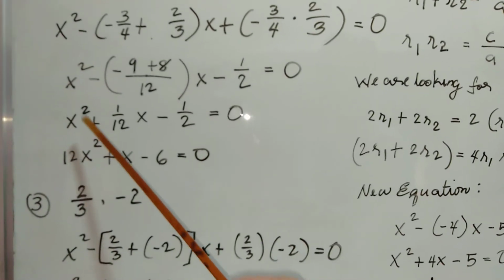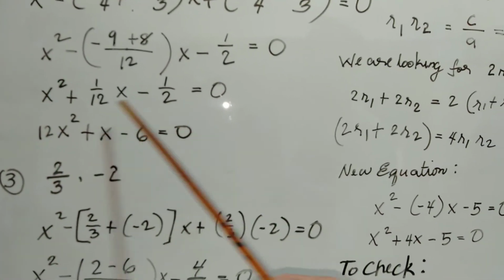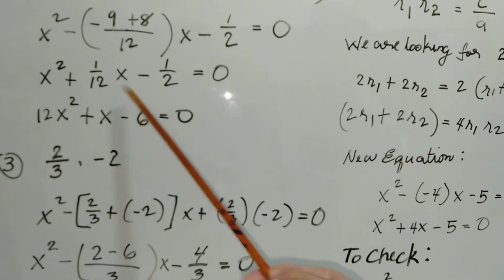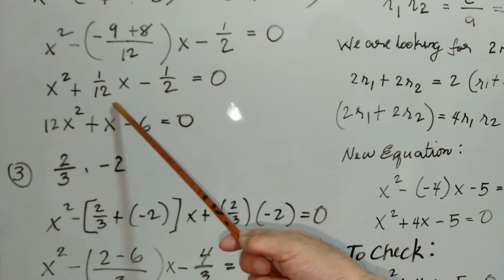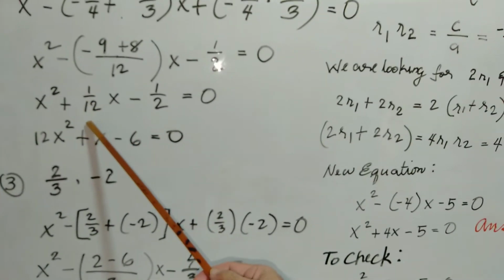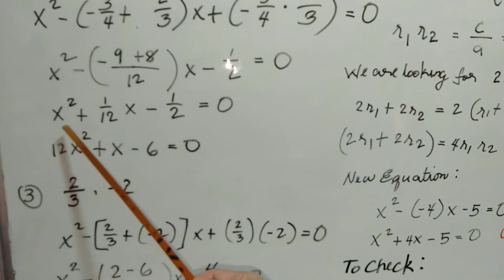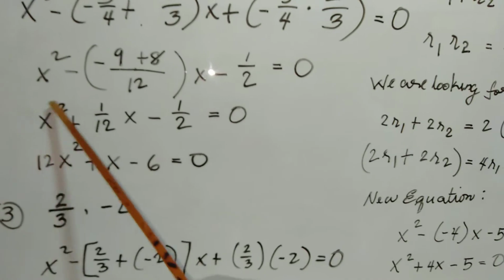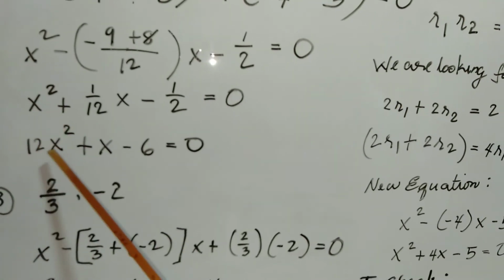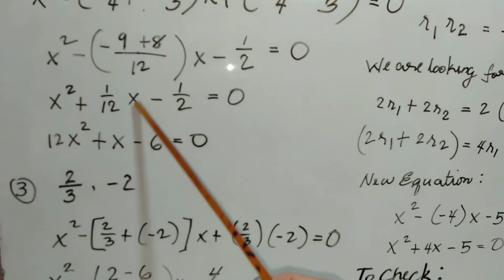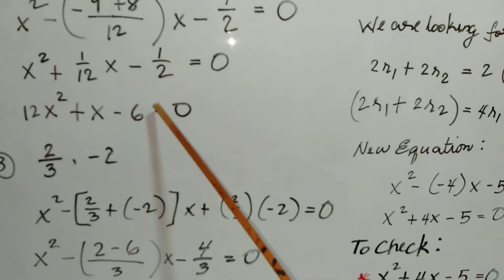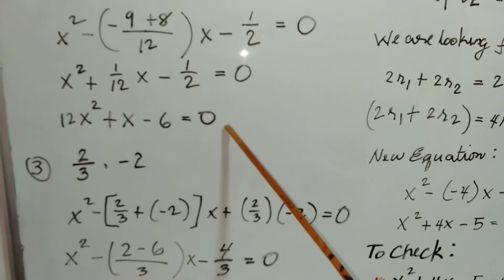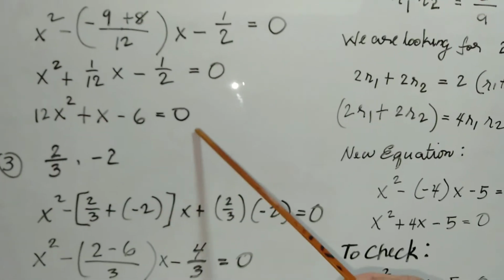So we have our equation with fractions. Avoiding the fractions, getting rid of the fractions, you get the LCD, which is 12, and multiply the whole equation by 12. The coefficient of x squared is 1, times 12 is 12x squared. And this one cancels out the 12, so what remains is x. And 12 times -1/2 is -6, equal to 0. So this will be our equation.